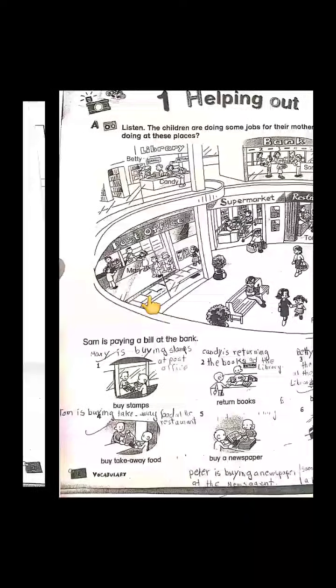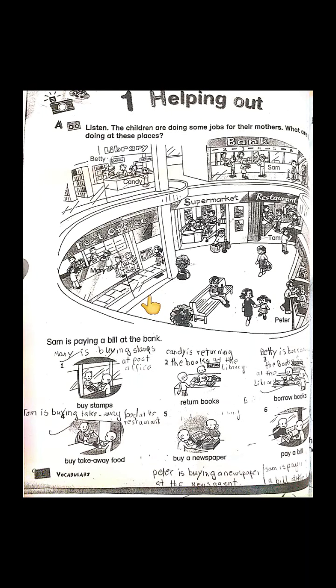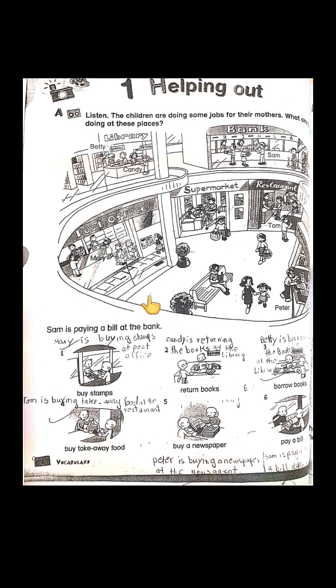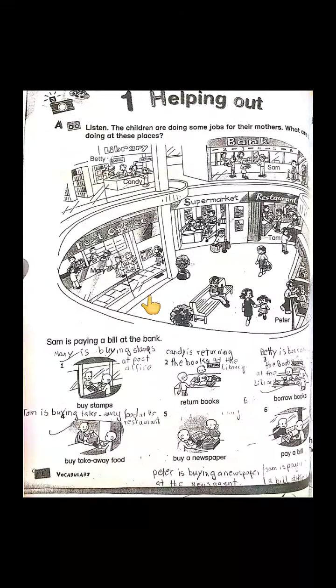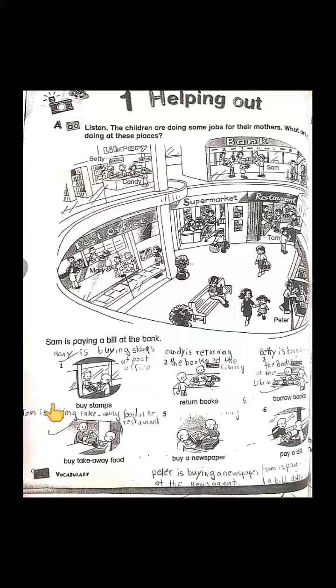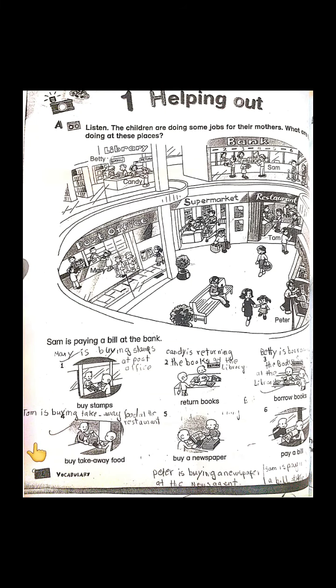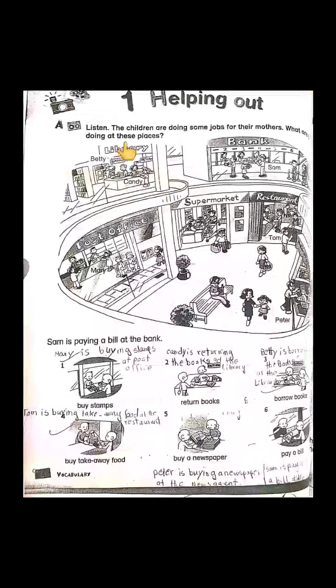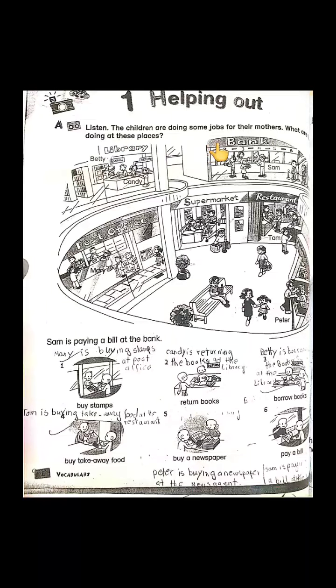Students, can you see the pictures? These are pictorial exercises. Through them we will learn how to make, generate and create sentences. Okay, so in the first exercise they have given you a question. The children are doing some jobs for their mothers. What are the things they are doing at these places?